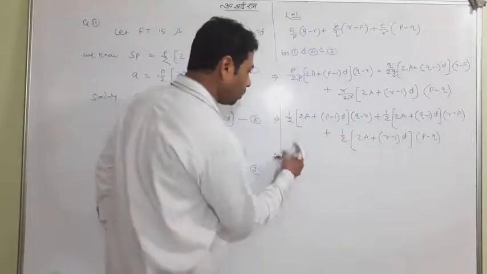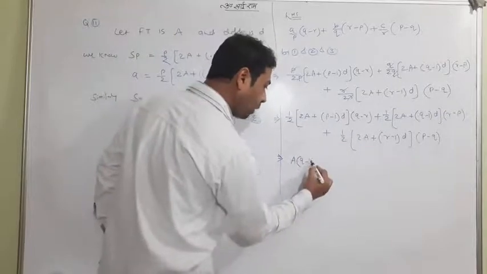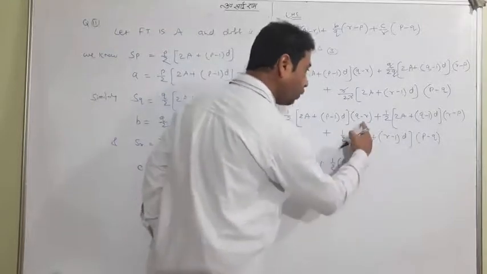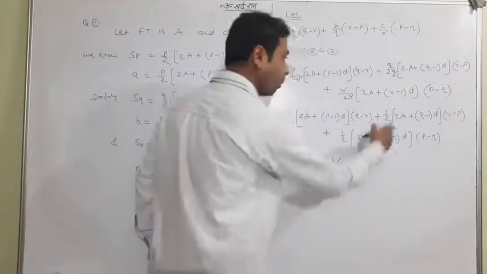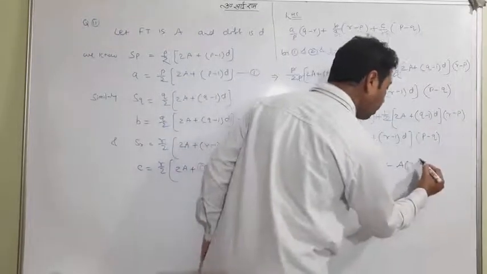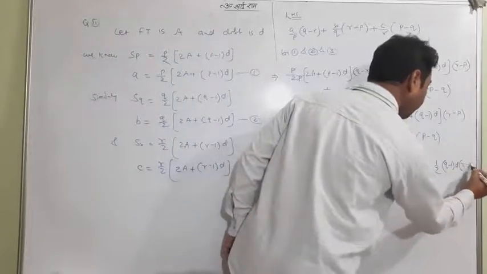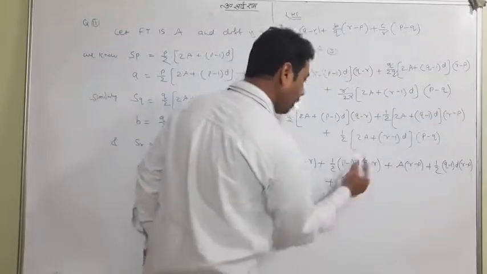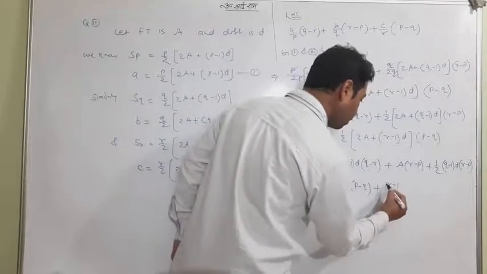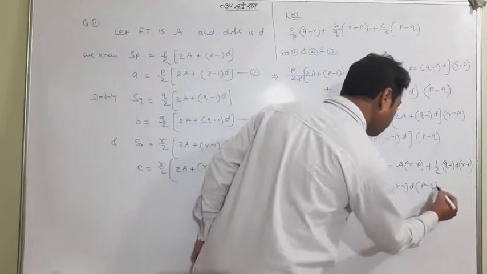Half into 2A, the 2 cancels, so A into q minus r. Half into p minus 1 into D into q minus r. Same here: half into 2A, the 2 cancels, and A into r minus p. And half into q minus 1 into D into r minus p. Lastly, half into 2A is A into p minus q, and half into r minus 1 into D into p minus q.